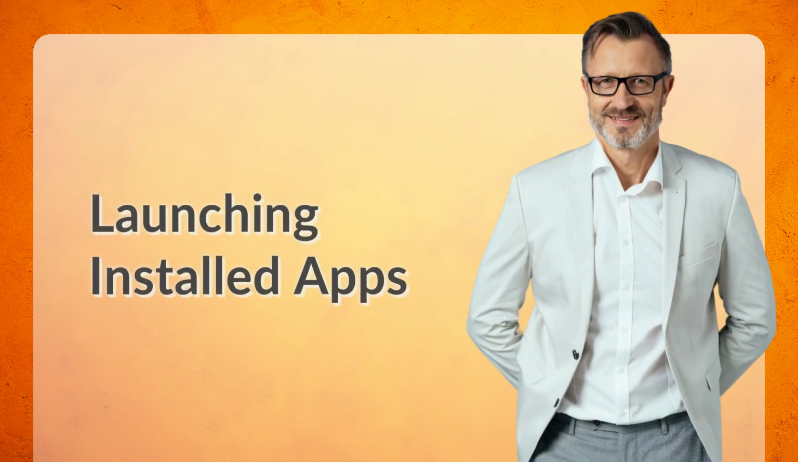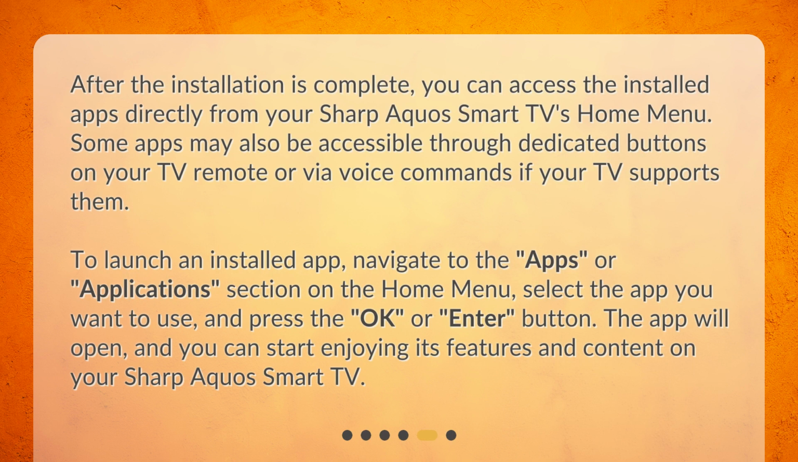Launching installed apps. After the installation is complete, you can access the installed apps directly from your Sharp Aquos Smart TV's home menu. Some apps may also be accessible through dedicated buttons on your TV remote or via voice commands if your TV supports them. To launch an installed app, navigate to the Apps or Applications section on the home menu, select the app you want to use, and press the OK or Enter button. The app will open, and you can start enjoying its features and content on your Sharp Aquos Smart TV.